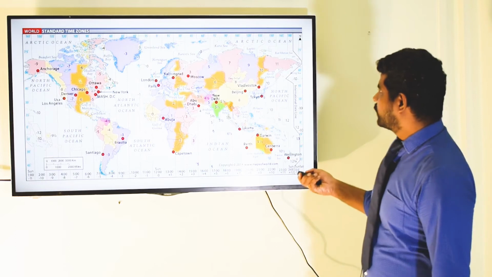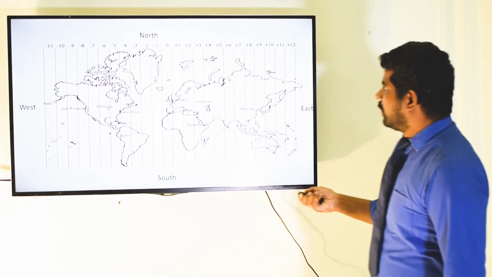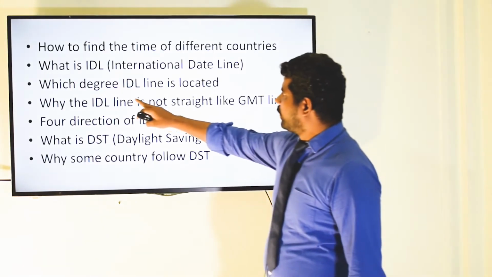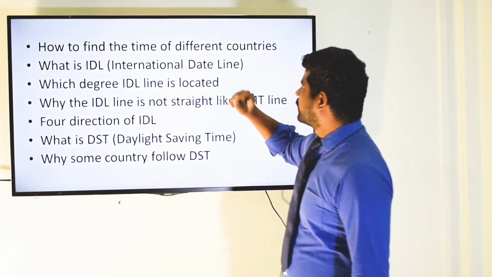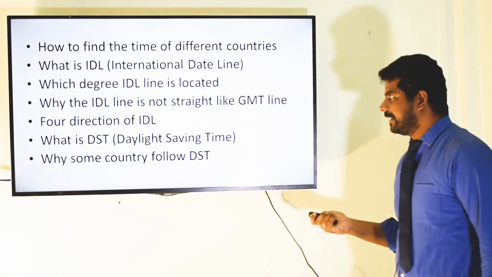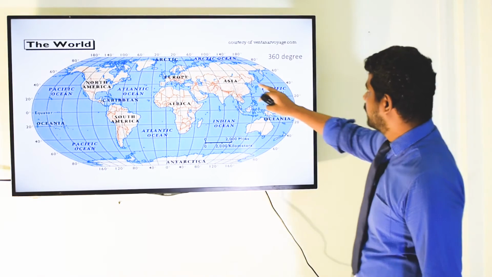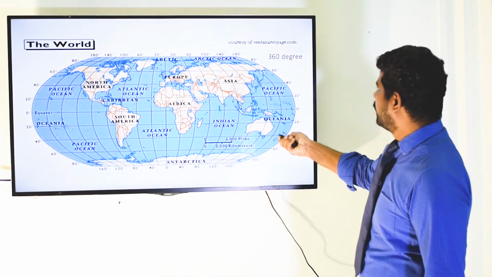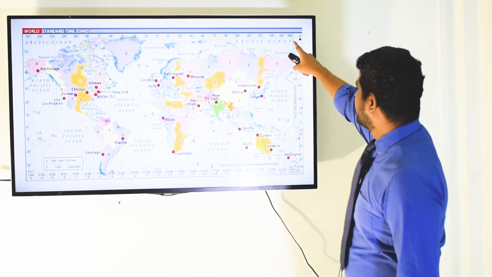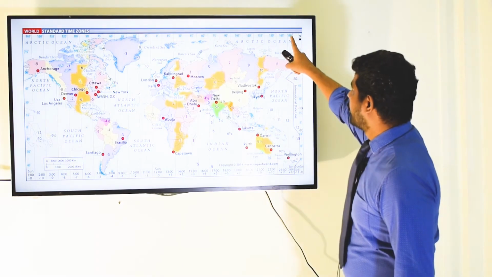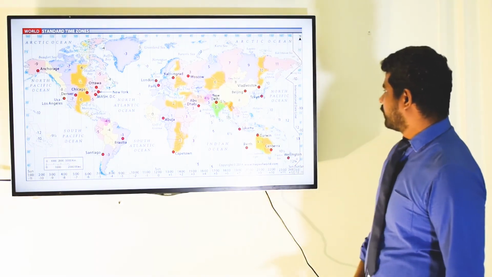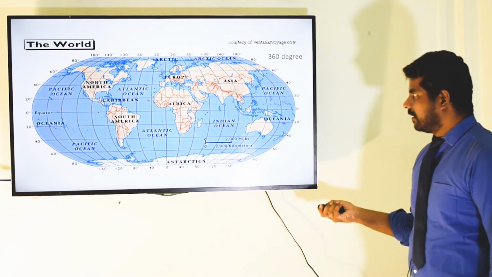All right. And next we are going to look at which degree the IDL line is located. I already said that the IDL line is located exactly at 180 degree. That line falls from north to south. So that is known as the IDL line.